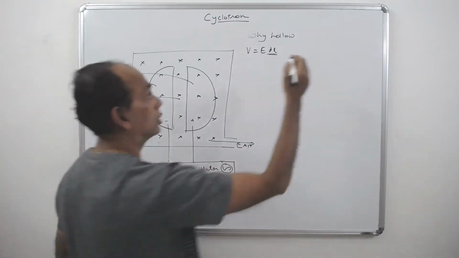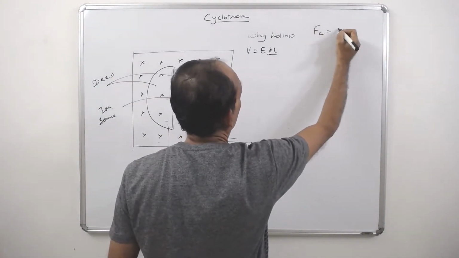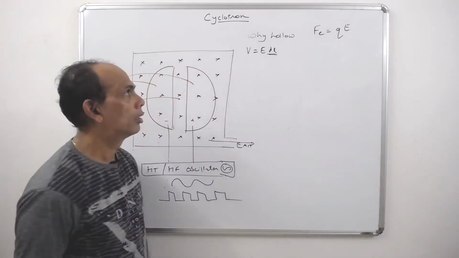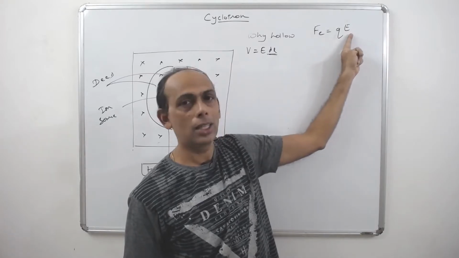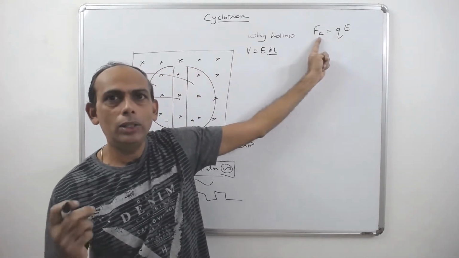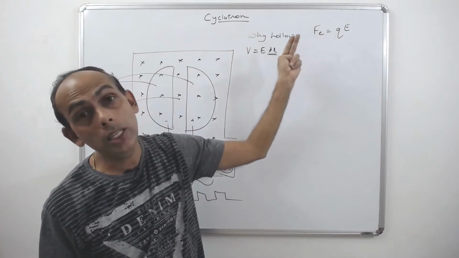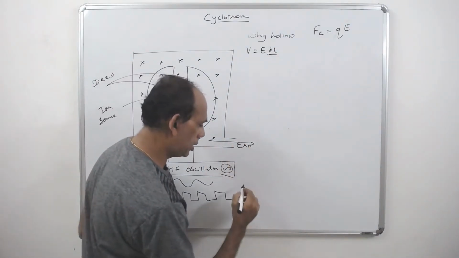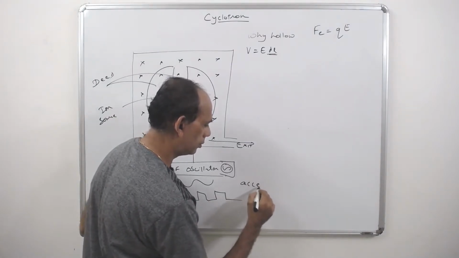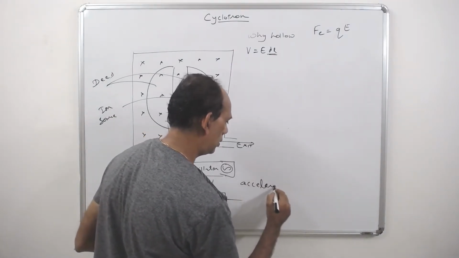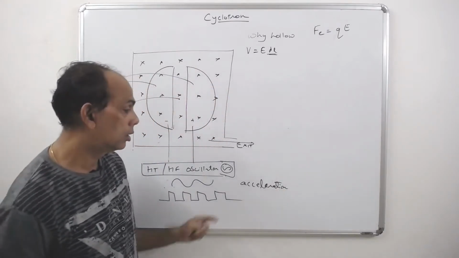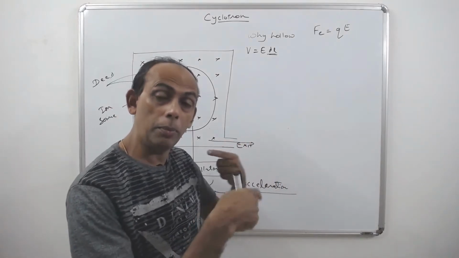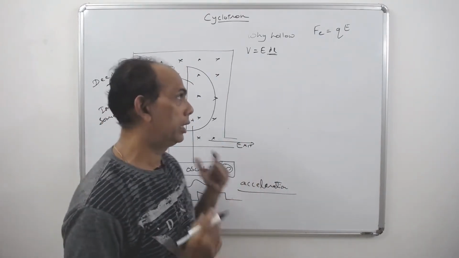Why? Because you know the force is QE, right? When the electric field is high, the force acting on the electron is high. In fact, the force is actually accelerating the electron. Very important part of this: acceleration. The electron is accelerated. That is the working principle of this particular device.